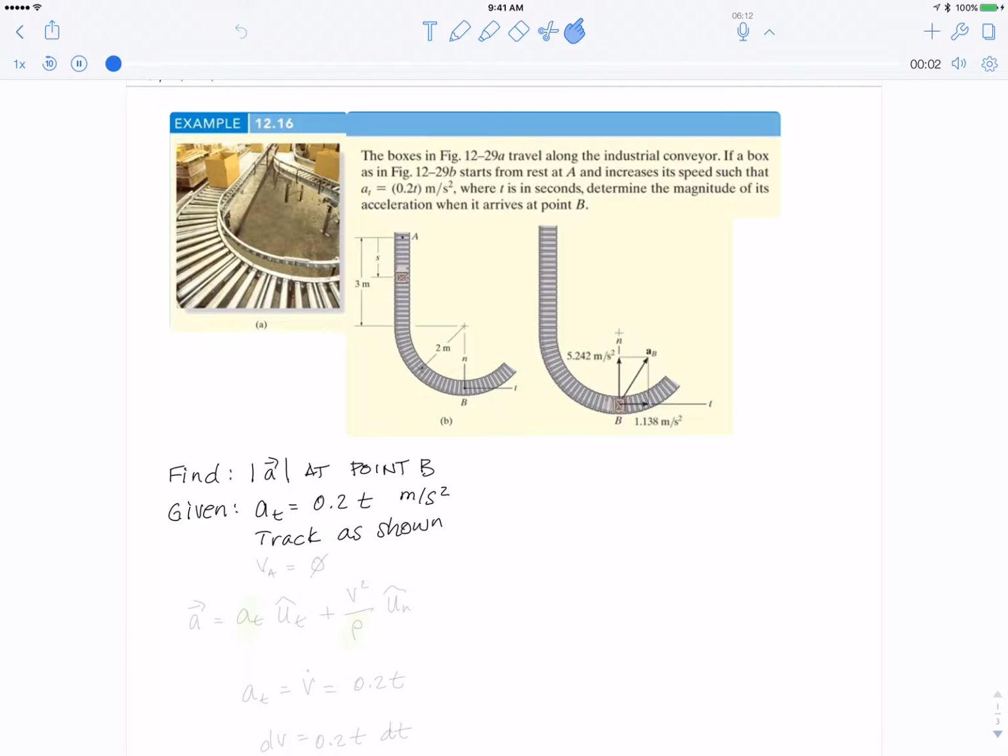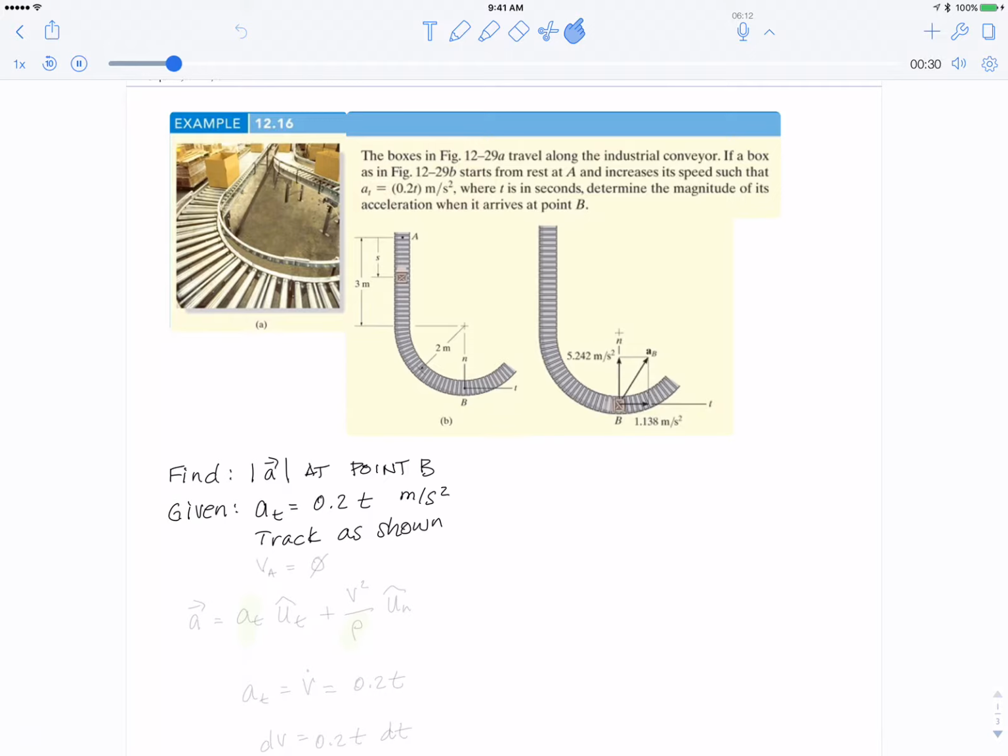This is example 1216. We're given this track which has a constant radius, so we could have done either normal or tangential, but it does say that the tangential acceleration is 0.2t meters per second squared, so this means that we should really do this problem in normal tangential coordinates. So they want us to find the magnitude of the acceleration at point B.